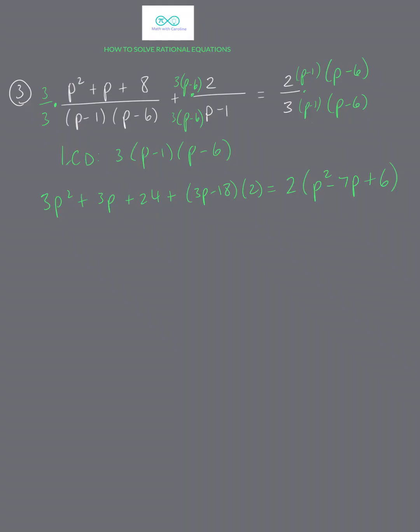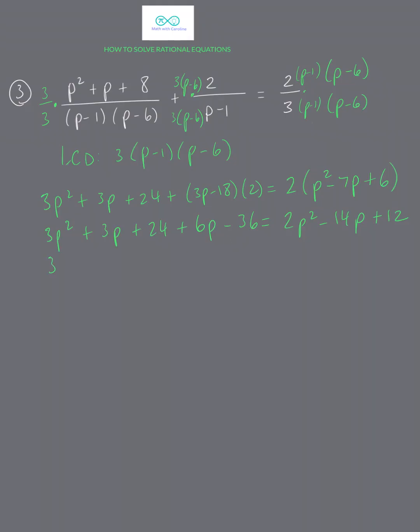So now I'm going to distribute this 2 and distribute this 2, and then I'm going to work on combining like terms. So distributing the 2 will give me 6p minus 36. Distributing this 2 will give me 2p squared minus 14p plus 12. So I'm going to combine like terms. I'm going to add up this 3p and the 6p, and then combine the 24 minus 36.